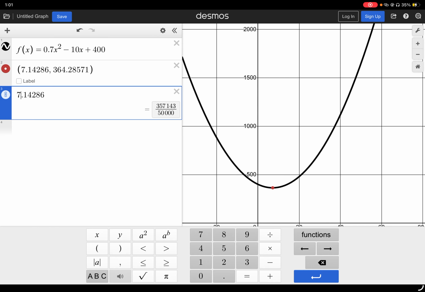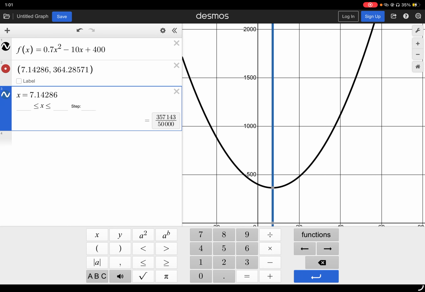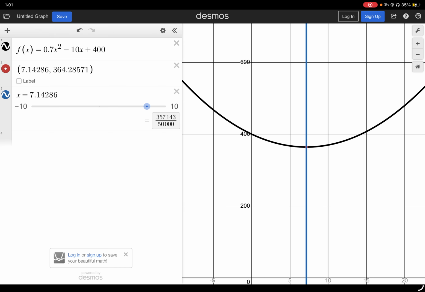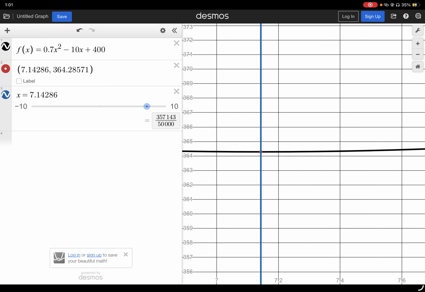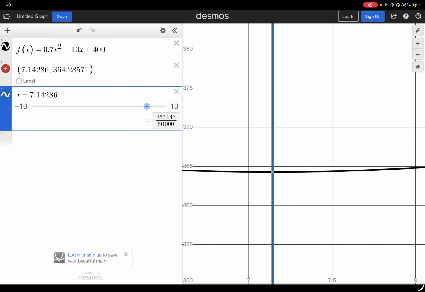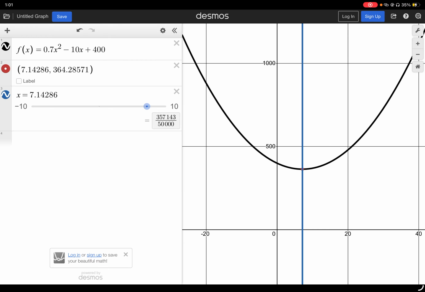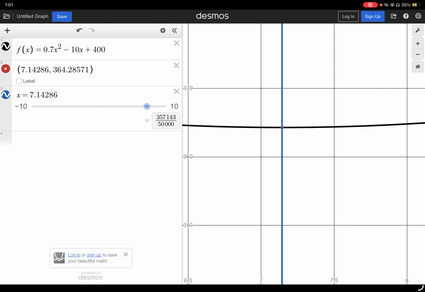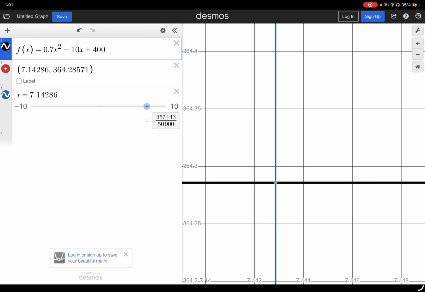Let me write this as x equals, so I can draw a vertical line. It looks like it's crossing the vertex, but when I zoom in, I notice that this point of intersection and the actual location of the vertex are not in the exact same place. It's off by just a little, and I have to really zoom in to see it, which I don't think is going to be close enough.